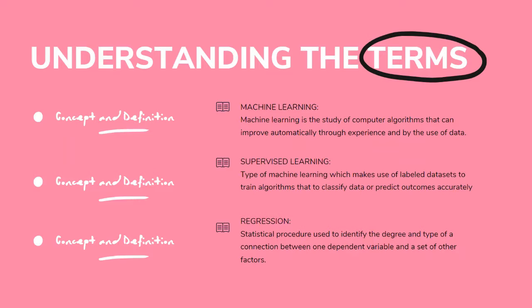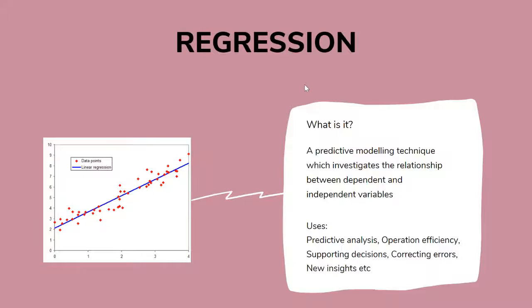It is a statistical procedure used to identify the degree and the type of a connection between one dependent variable and a set of other factors. It falls under supervised learning, wherein the algorithm is trained with both input features and output labels. It helps in establishing a relationship among the variables.